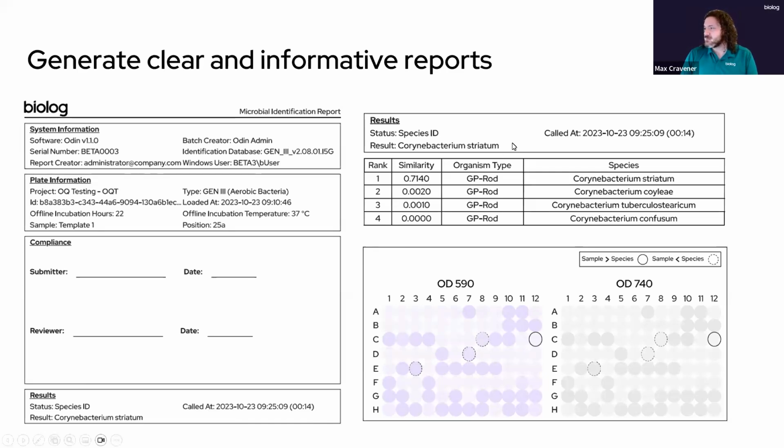And the next piece of information on the report is the table of results, where the top one here is going to be the actual ID of the organism, followed by the next most likely matches. And then we have at the bottom here a heat map showing the relative color development at the time of ID for both the 590 wavelength, which is the dye, as well as 740 wavelength, which is a background control for biomass. This also indicates any false positives or false negatives on the report as well, relative to what the algorithm was expecting.